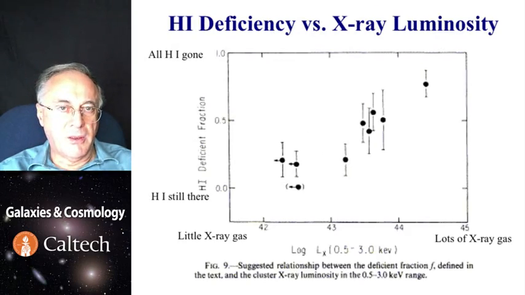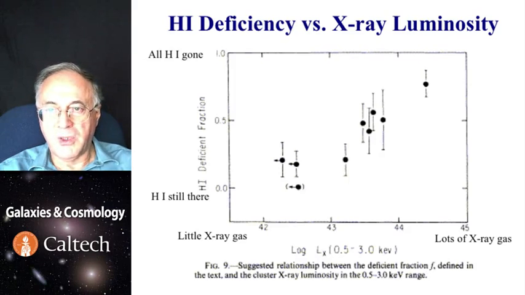So here's the plot of the hydrogen deficiency versus X-ray luminosity, and deficiency goes from no hydrogen removed to all hydrogen gone, and that correlates beautifully with X-ray luminosity of clusters, which is a measure of both their mass and simply the density of the gas.